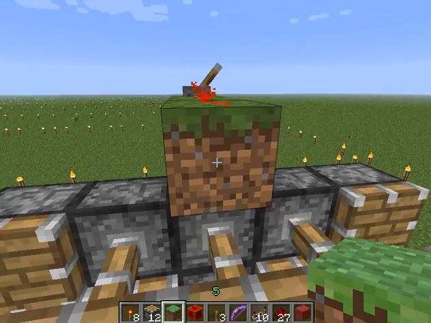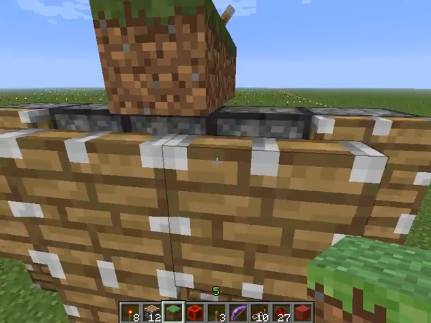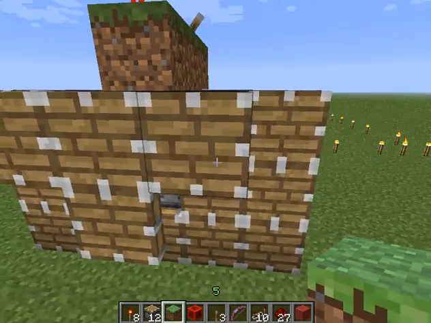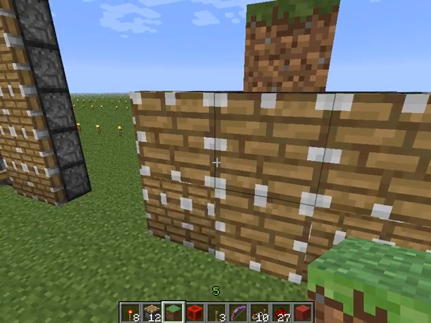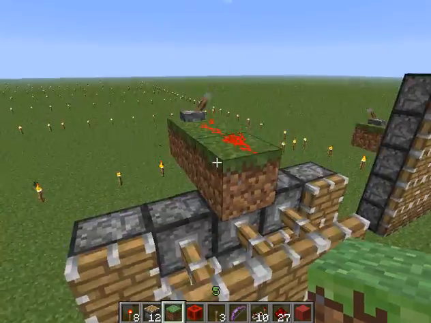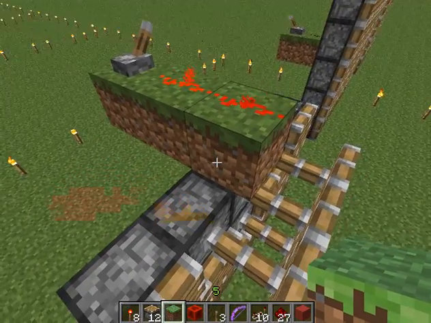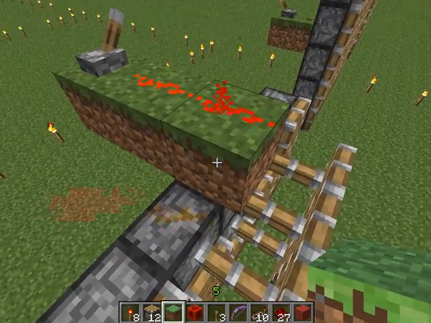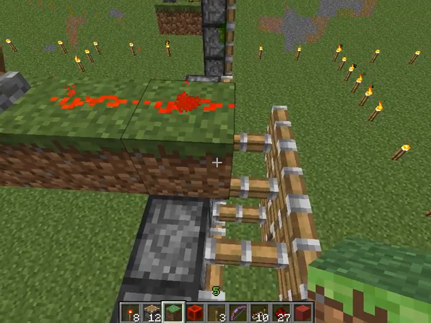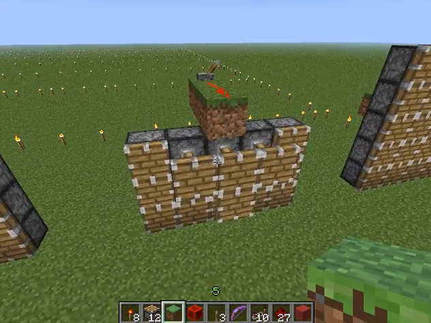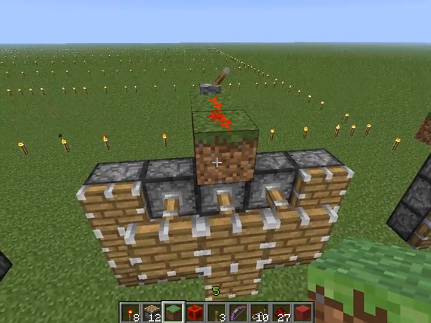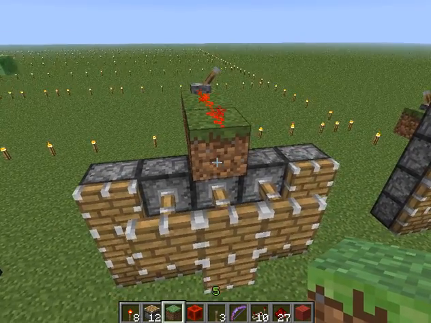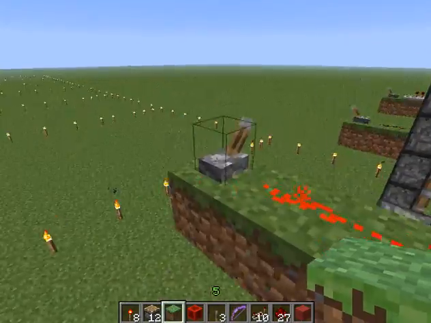So this dirt is also powered, and that explains why these 3 got powered. As for the block update, that happened because when the dirt block got powered, it experienced a block update. When I turn this off, it'll experience a block update going from powered to unpowered, and these will all retract.